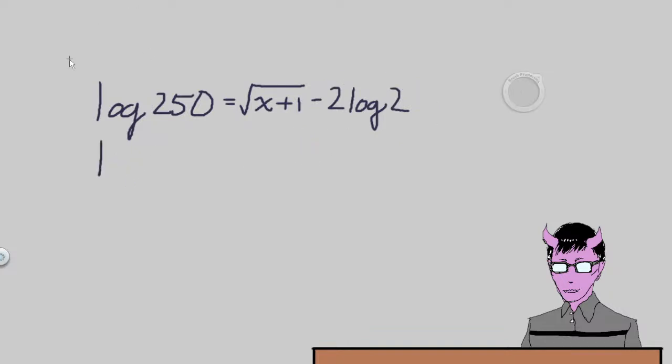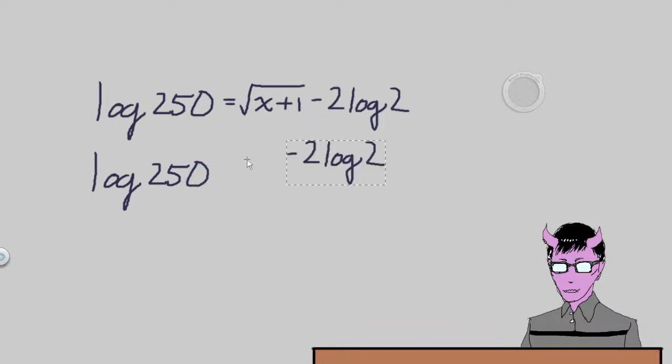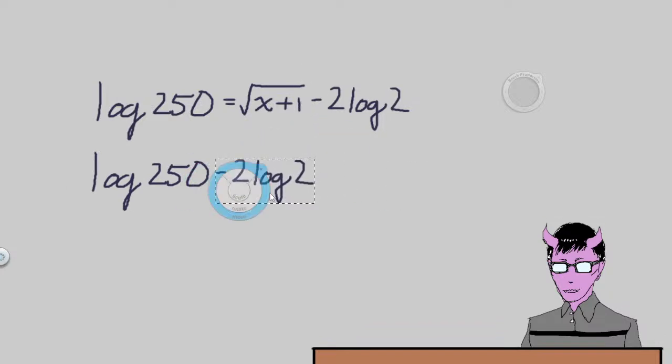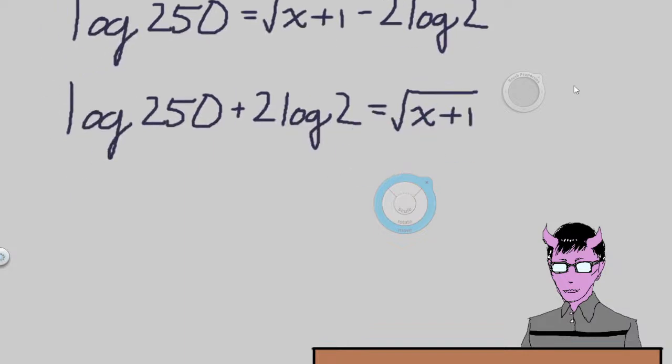So let me be a little more efficient. Let's copy paste this junk. Again, we're going to be adding this to both sides, so copy paste. We're adding it, so it's plus. There you go, efficiency.